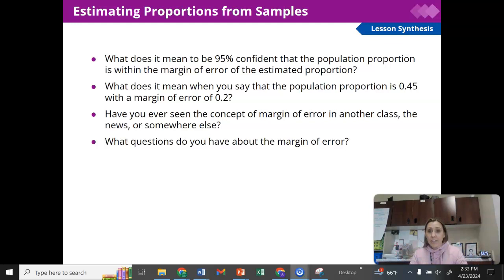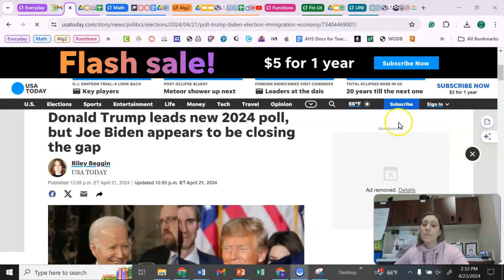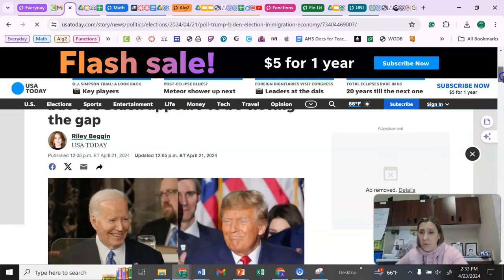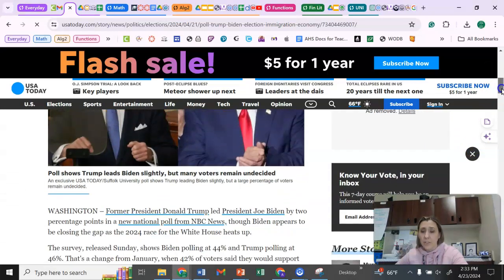And then have you ever seen the concept of margin of error in another class, the news, or somewhere else? So in class, we talked about this news article, and I'm going to pull it up right now. I'm going to show you how they talk about margin of error. Okay, so this is some polling data. Donald Trump leads in a new 2024 poll, but Joe Biden appears to be closing the gap. Okay, so this is from USA Today, and they posted this 2 days ago. So this isn't very old.